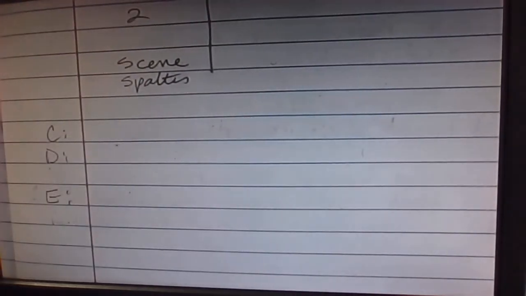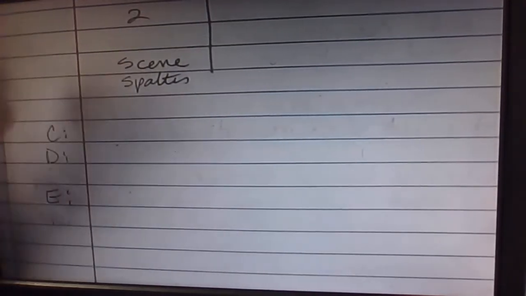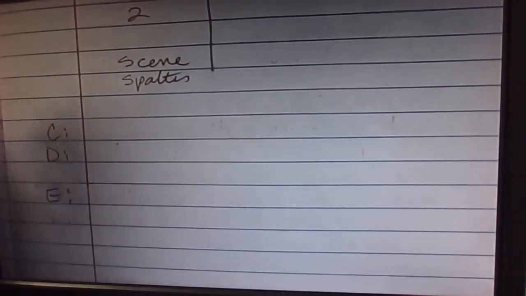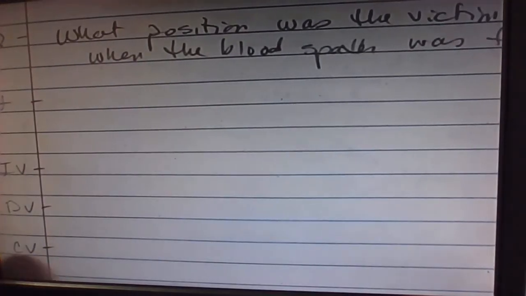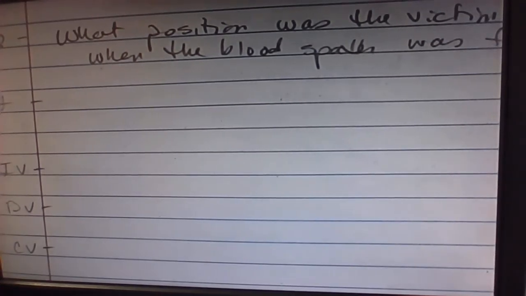In order to draw your conclusion, we're going to do a brief CDE conclusion. C is your claim. Your claim answers the question. So let's say my hypothesis was the victim was sitting down. Then I run through all the data and analyze it and use my graph, and my graph says it's impossible for her to have been sitting down to create that spatter. My claim answers the question.